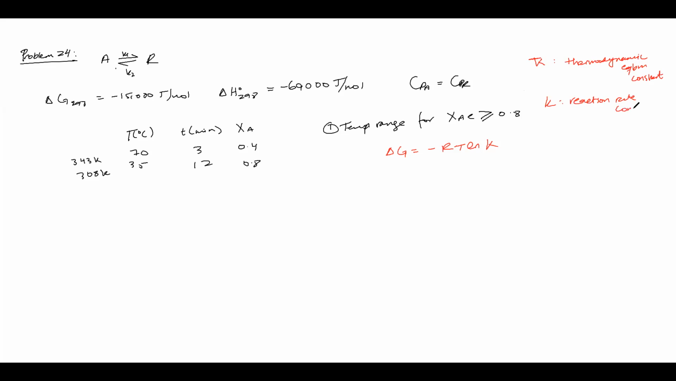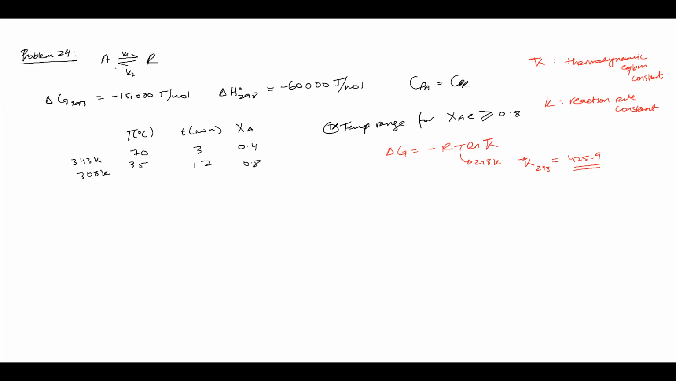And they are different ideas, and you have to be careful which one you're solving for. RT ln K, you have your G, temperature in this case will be 298 Kelvin. You solve for K, you're going to get a K at 298 equal to 425.9.